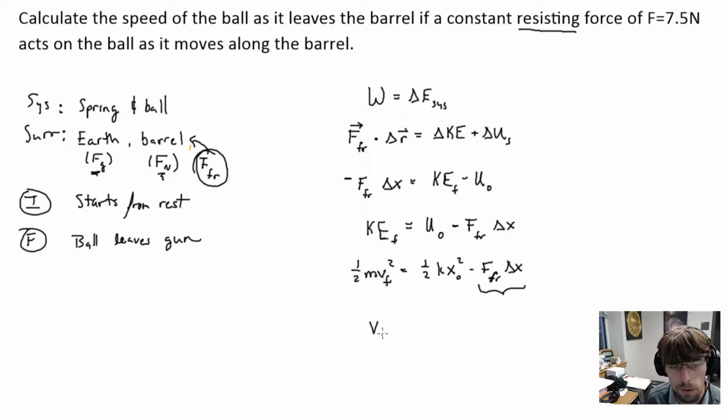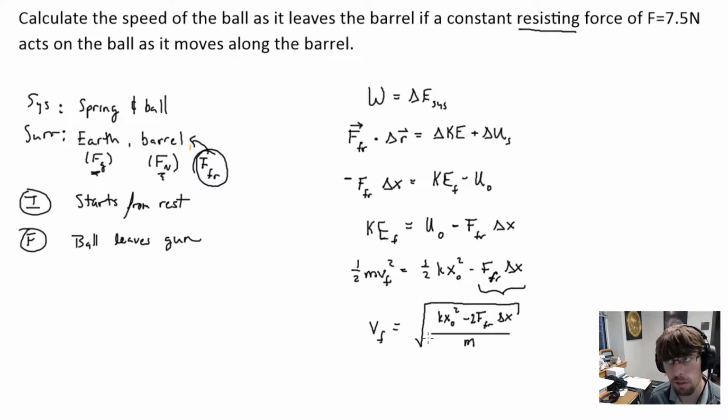We'll go ahead. I'll do one more. Of course, your algebraic steps will get you there. We get something like kx naught squared minus, put 2 here, f of r delta x. That whole rigmarole divided by m and square rooted.